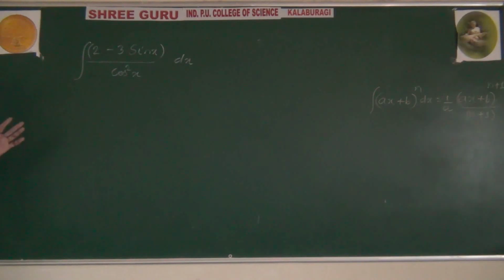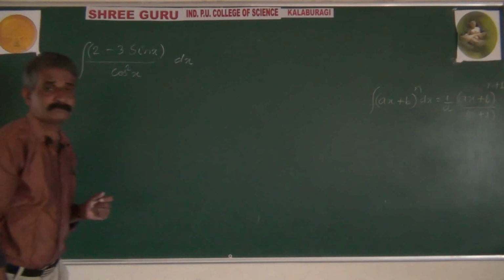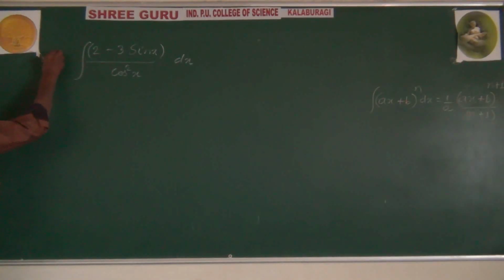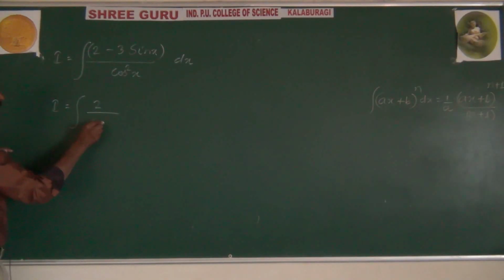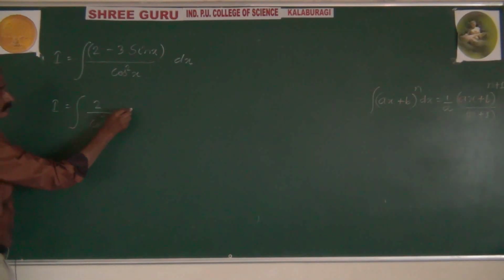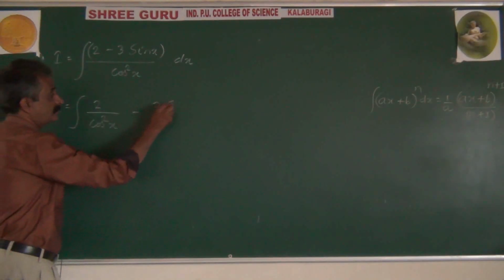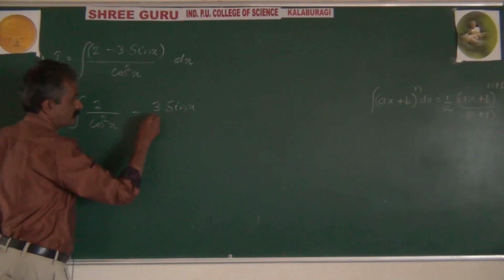I am solving NCERT problems plus some other also. If I solve only NCERT problems, then the number of problems becomes less. It's not good for your advantage. Start from I. Let I. We shall break the terms. First term, 2 divided by cos square x minus 3 sin x divided by cos square x.